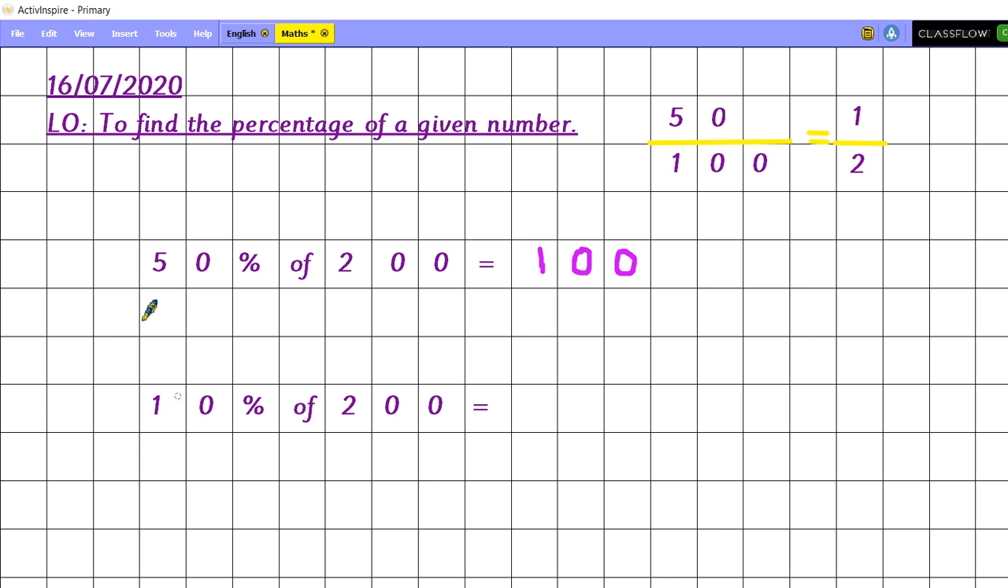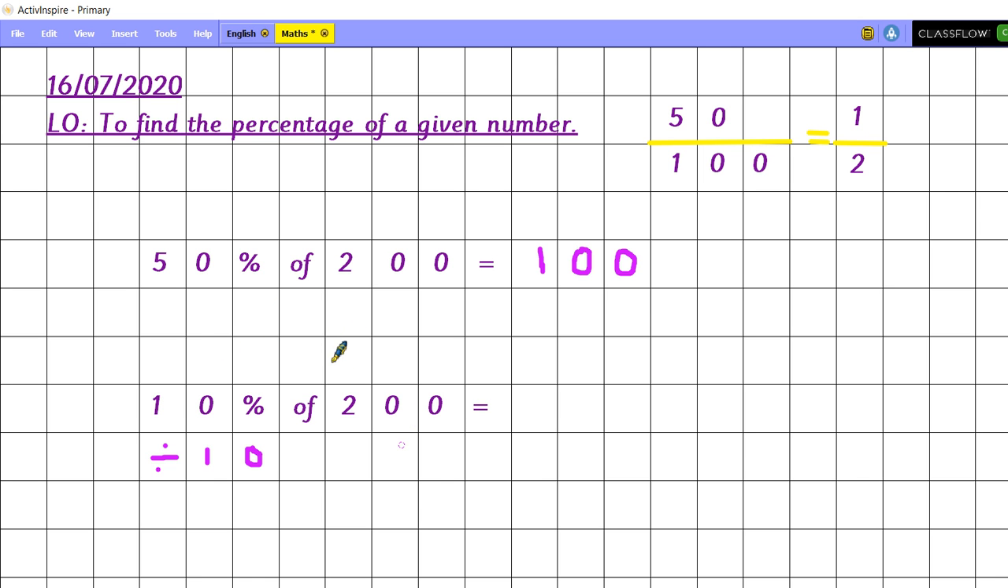Well, again, 10% instead of 50 out of 100 would be 10 over 100. If we then simplified that down, that would be 1/10. So to find 10% of a number, we have to divide by 10. Okay, so to find 10%, we divide by 10. And that's because there are 10 tens in 100. Okie dokie. So 200 divided by 10. Okay, how many tens go into 200?